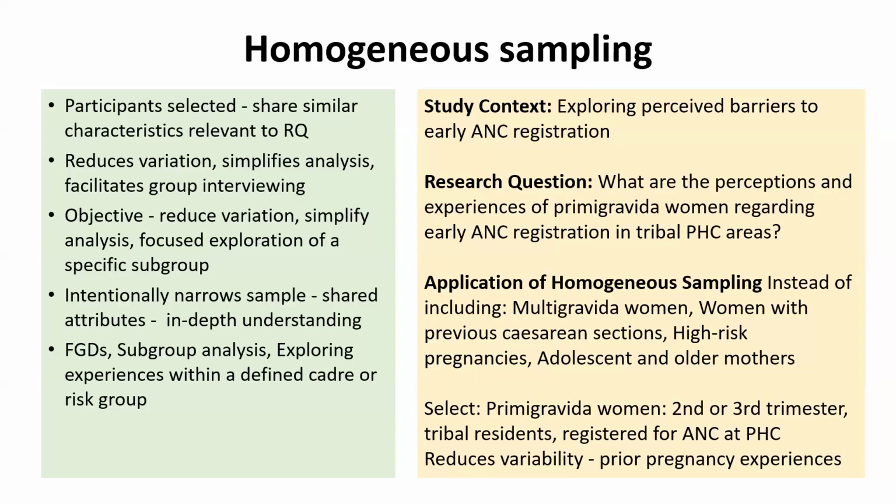But for homogeneous sampling, what is the example we have here? Supposing you want to find out the perceptions and experiences of primigravida women regarding ANC registration in tribal PHCs. Now here you will not be able to include multigravida women, or women with a previous history of cesarean sections, or current high-risk pregnancies, or extremes of age group. So you will have to identify women whose experiences are similar to each other, and accordingly specify your inclusion criteria to make all the units similar to each other, and resort to what is known as homogeneous sampling.